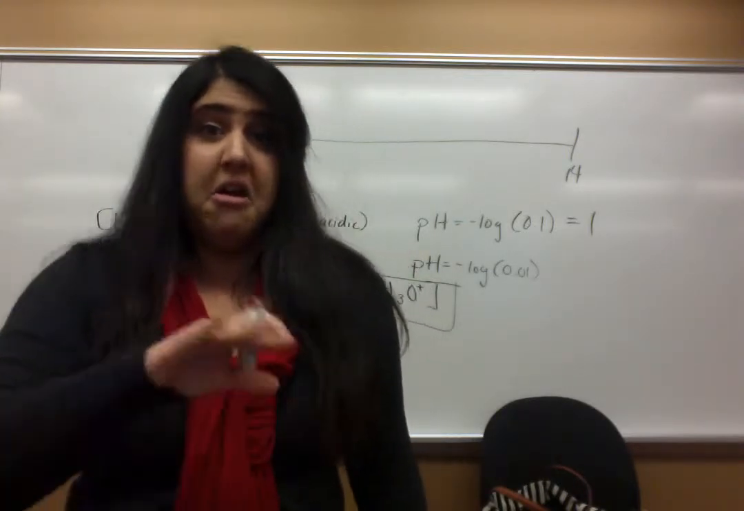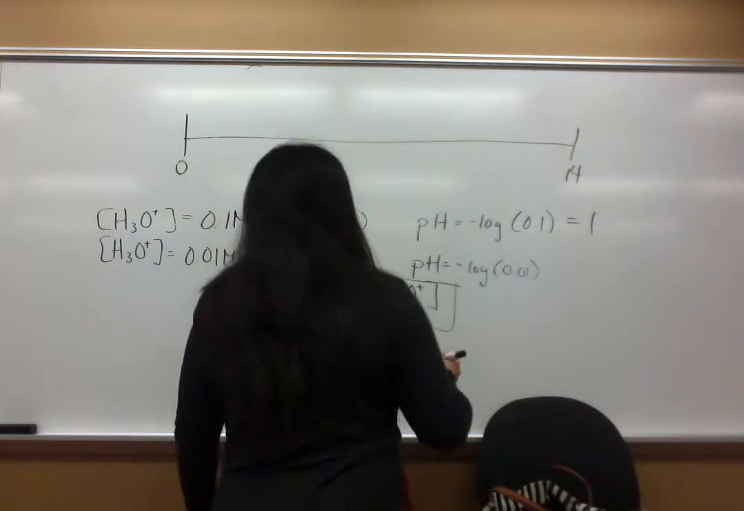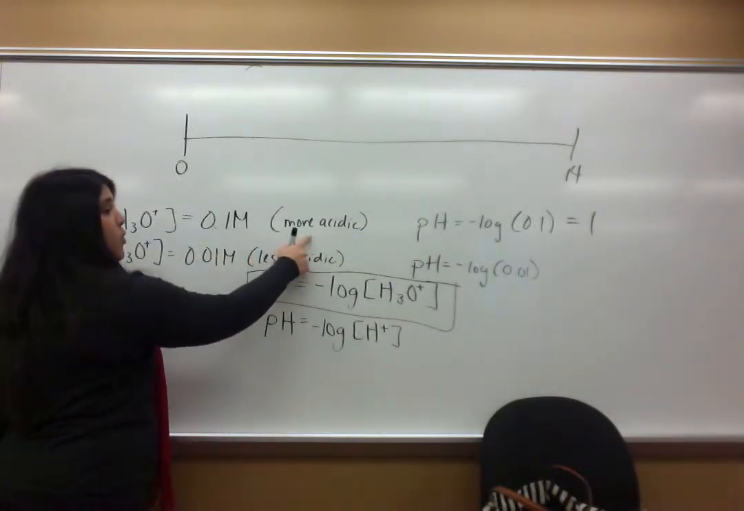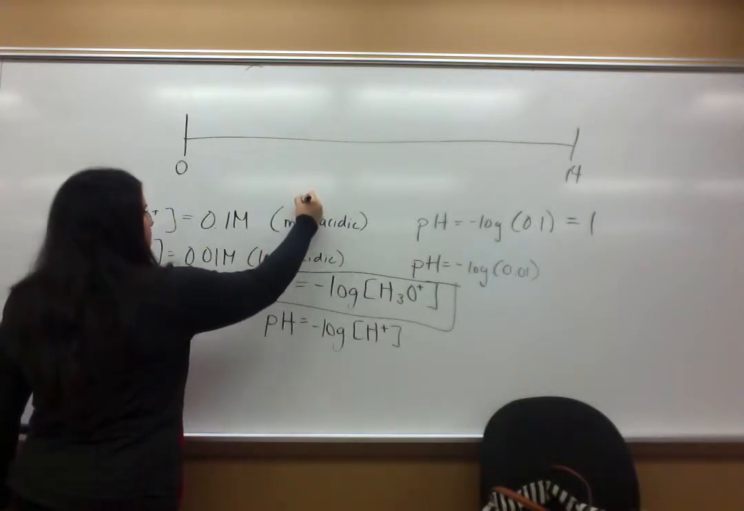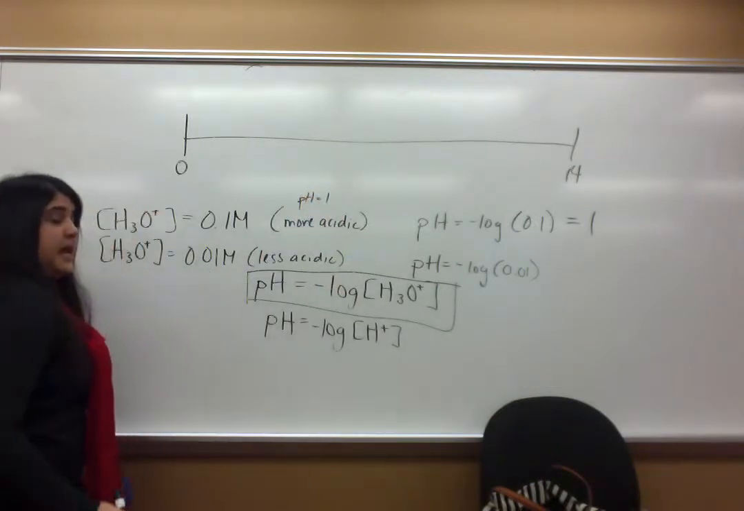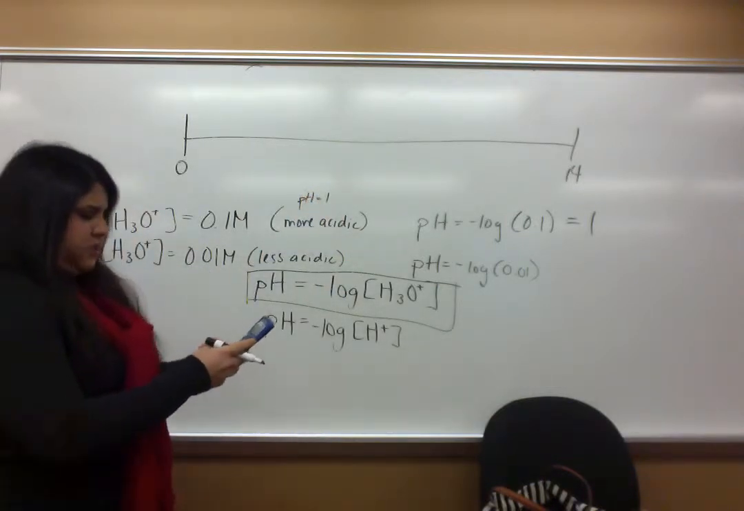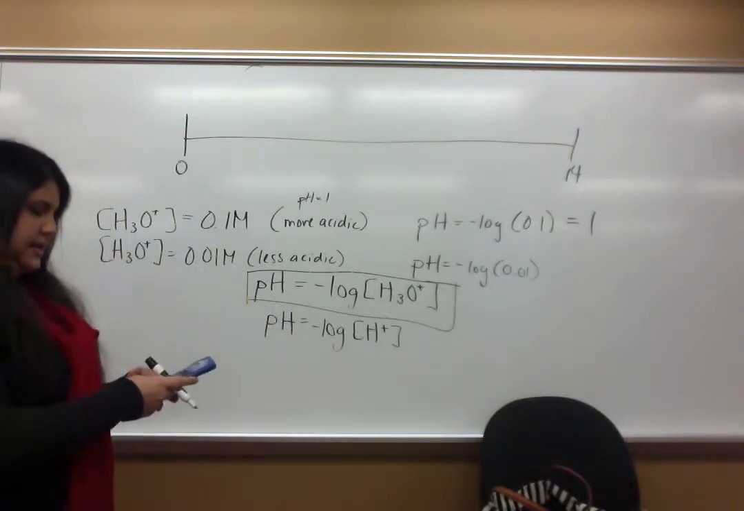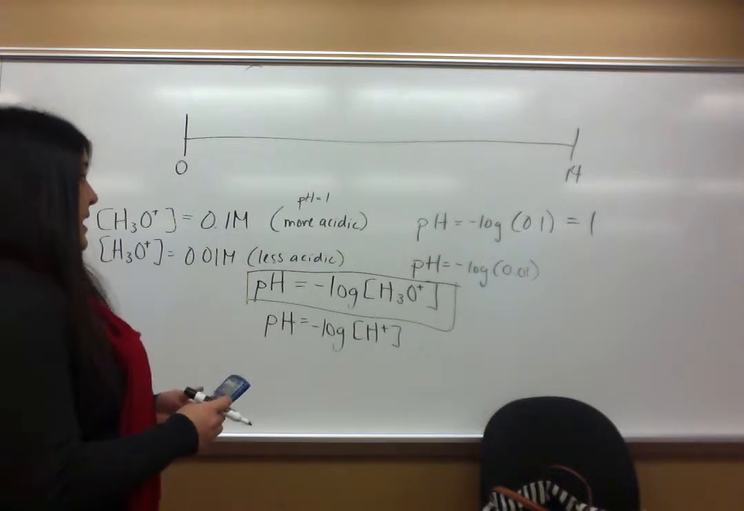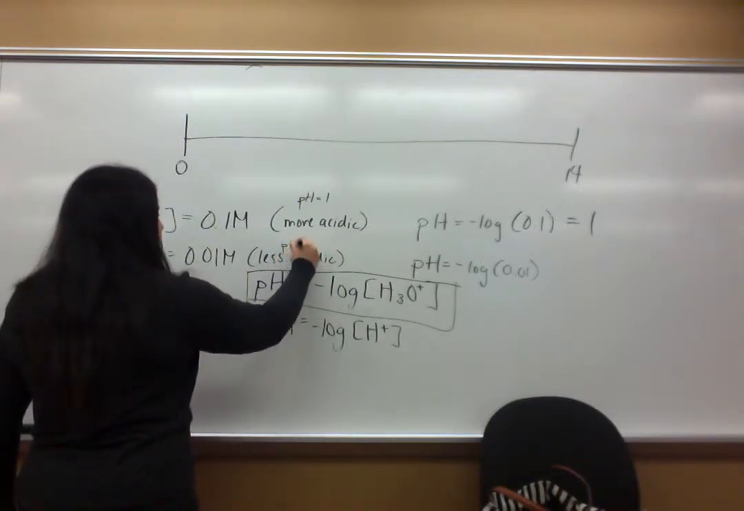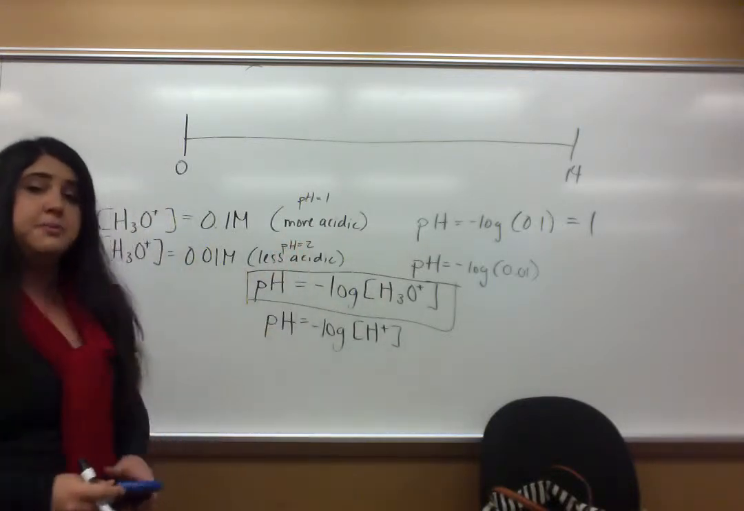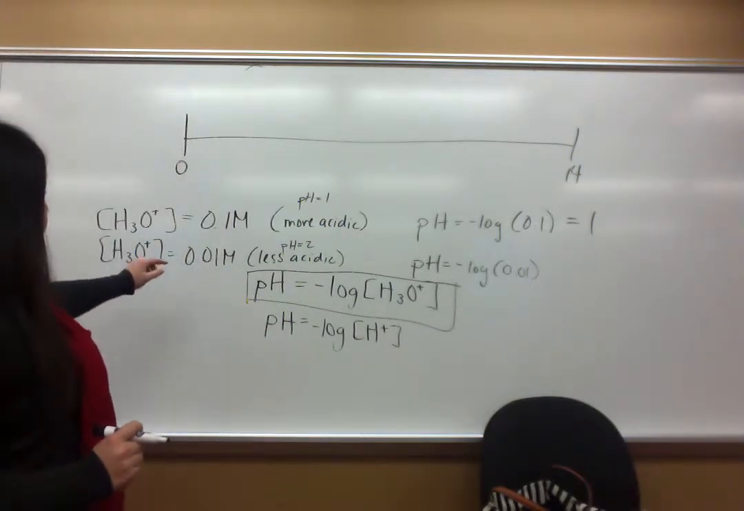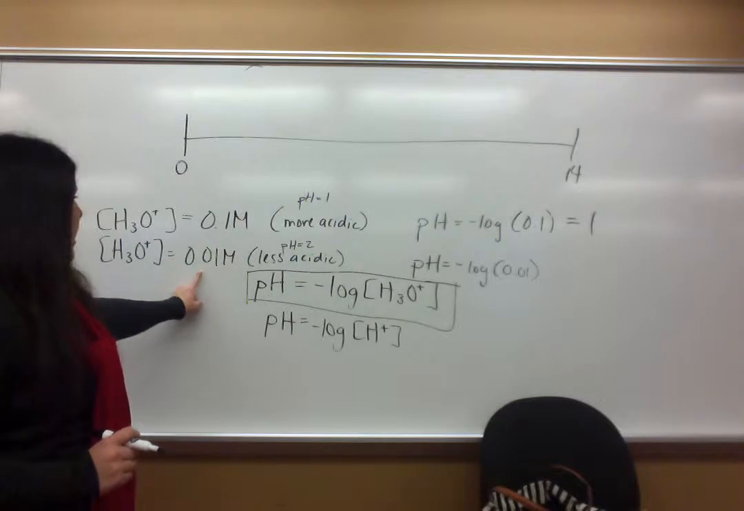Now, units for pH. Confusing? There are none. There are no units for pH. So I would say that for a concentration of 0.1 molarity, my more acidic solution, pH equals 1. Now let's try it for the next one. Negative log of the concentration where it is 0.01, and I get a pH of 2.